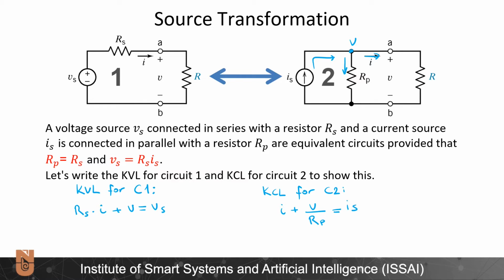Let's multiply everything with Rp. Rp times I plus V is equal to Rp times Is. Now, I want these circuits to be equivalent, so then these two equations should be equal to each other. This would be the case if Rp and Rs are equal to each other, as pointed out here. And secondly, this will be the case if Vs is equal to Rp times Is, as pointed out here. So, therefore, these two conditions are the conditions for the source transformation.